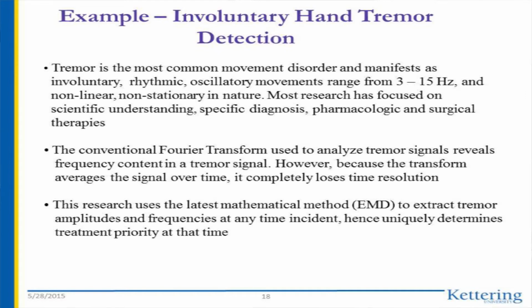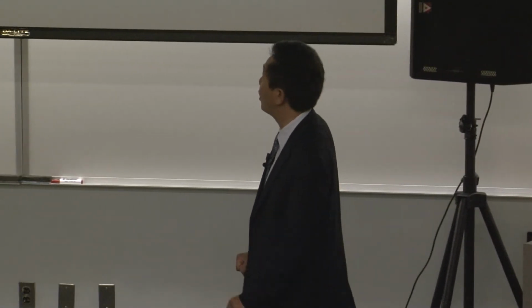So for example, involuntary hand tremor could be physiological. Let's say we ask somebody to stretch their arm and hold a 10-pound dumbbell for a minute, and then let me test your muscles, so you will feel like it's tremoring. Or it could be pathological, like Parkinson's disease. So therefore, you need to detect it and provide the treatment appropriately.